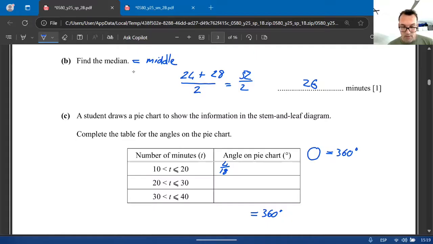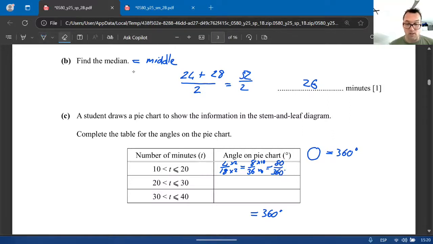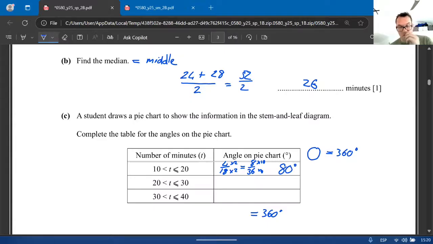Now you can see that's not difficult to do. What can we do? If we multiply this by 2 for equivalent fractions, that will give us 8 out of 36. Nice, because now we can just, of course, multiply it by 10, and that will give us 80 out of 360. But that's not the answer. They want just the angle. Okay, so that will be 80 degrees. That will be the slice of the pie.